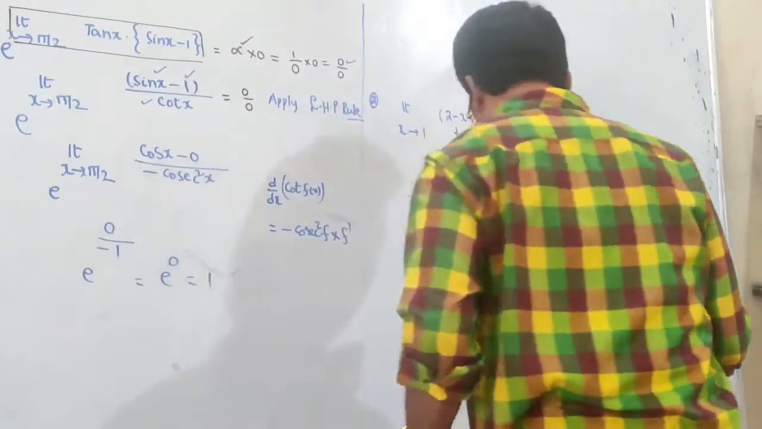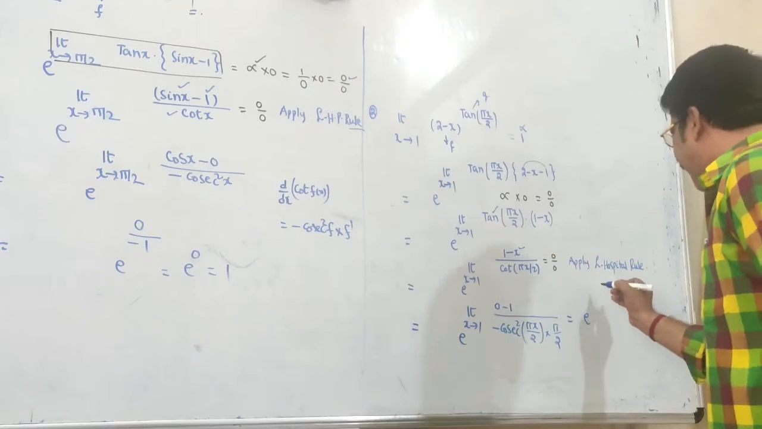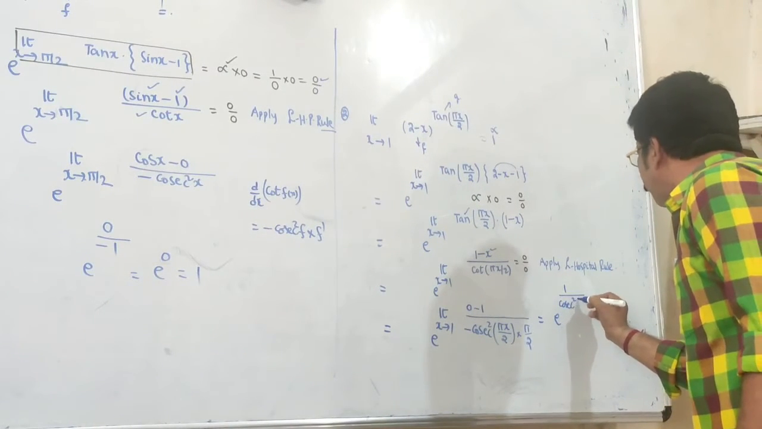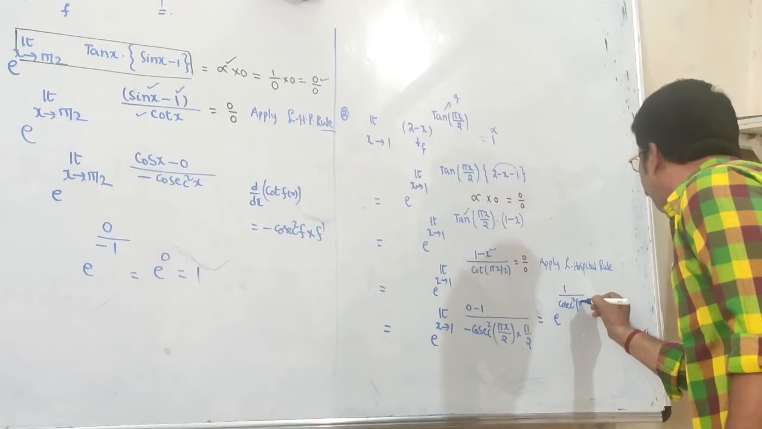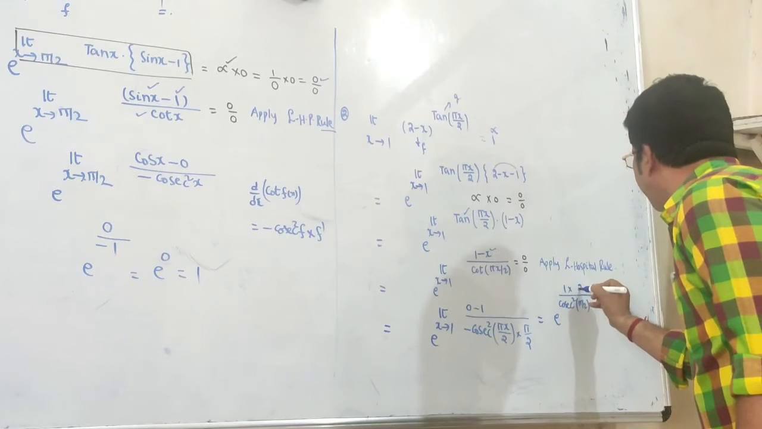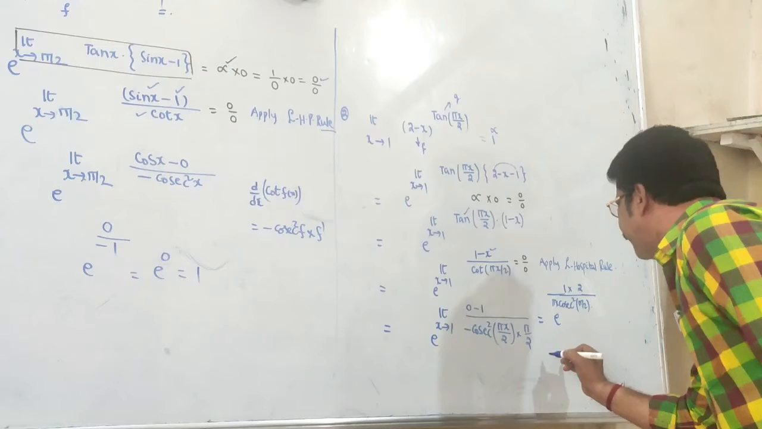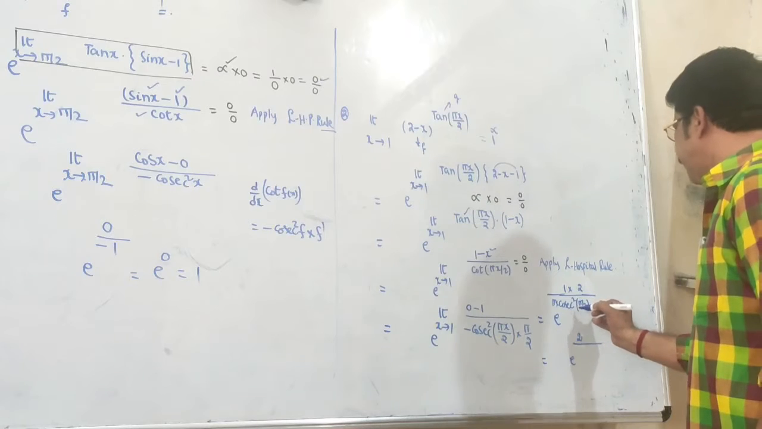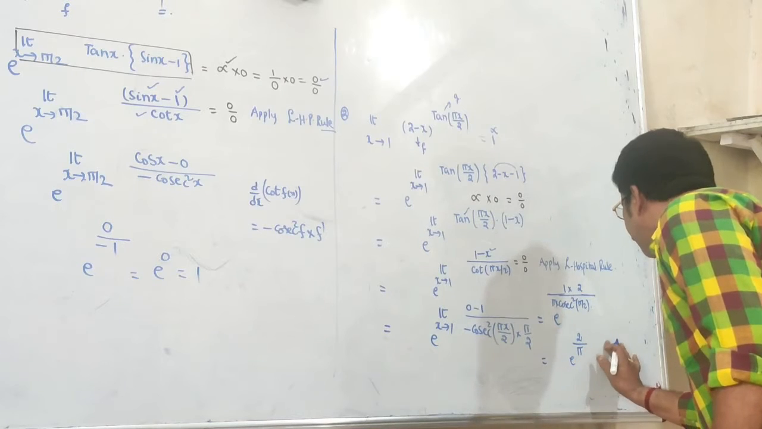That is equal to e power, so minus cancels. It is 1 divided by cosecant square of, put x equal to 1. Put x equal to 1 means pi by 2. Cosecant square of pi by 2 into pi by 2 means it is 2 by pi. So that is equal to e power 1 into 2 divided by cosecant pi by 2 whole square, 1 into pi, 2 by pi. So this is the final answer.